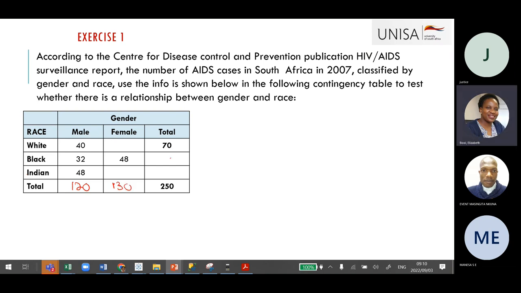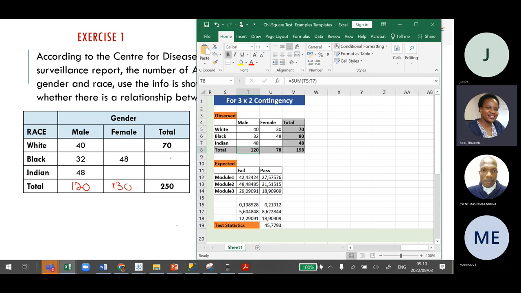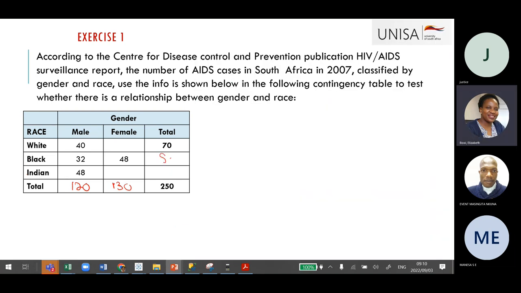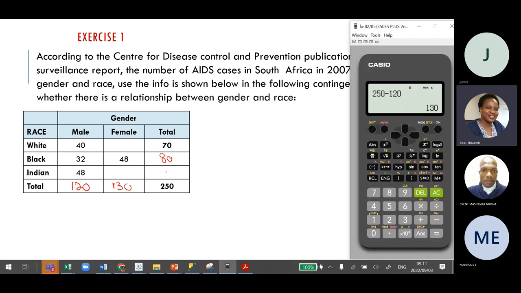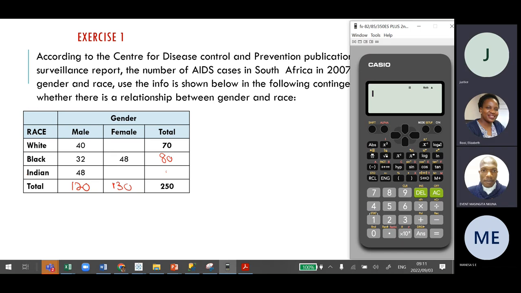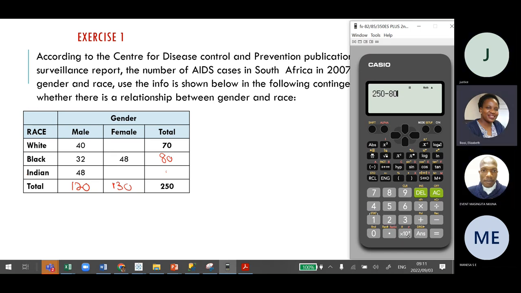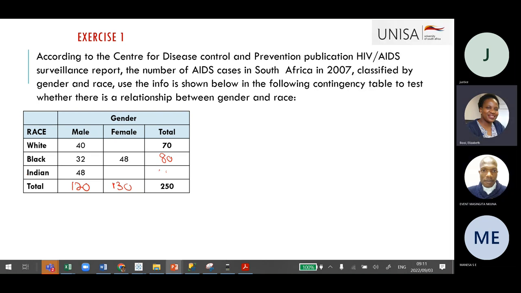Now, I also have the answer for that one. It was 80. So I know that this is 80. I can find the answer for this one. So what is the answer for that value? That will be 250 minus 80 minus 70, which is 100.